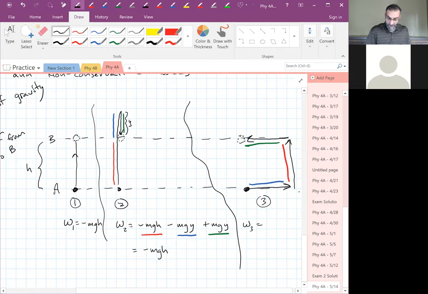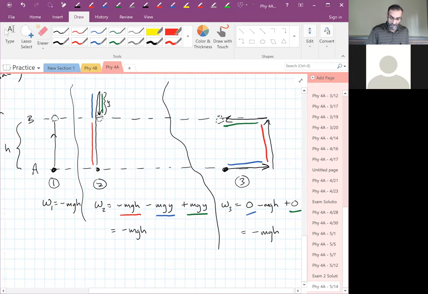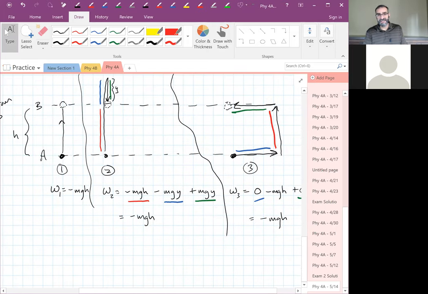So the work done on the blue section is how much? The work done by gravity on our object, zero, right? It's not going up or down. So the force of gravity doesn't have any component in the direction of motion. Then we've got the red section, we've already done that, minus MGH. And then we've got the green section, and it's also zero. And so what do we get when we add these up? Okay, you're getting the feeling that it's not going to change.